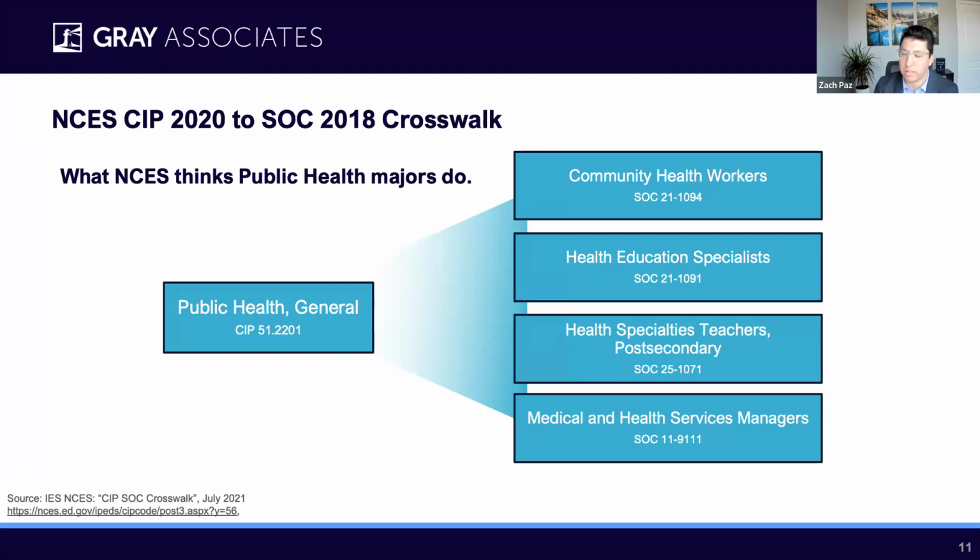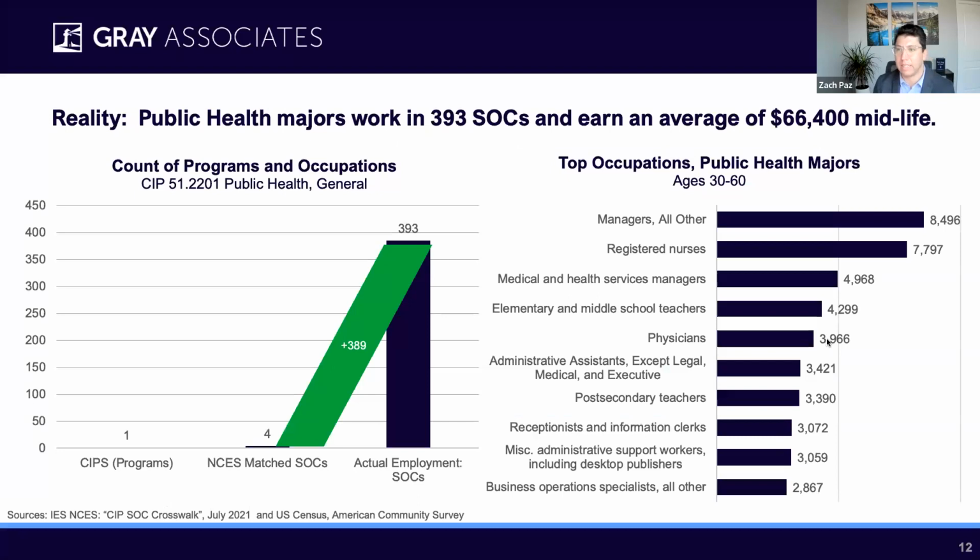So what did they actually do? This is now looking at the American Community Survey. And what we found is that there are over 393 occupations that these bachelor's graduates from public health related programs go into. So that's a 389 occupation difference from what the government crosswalk shows. So it's a big difference.